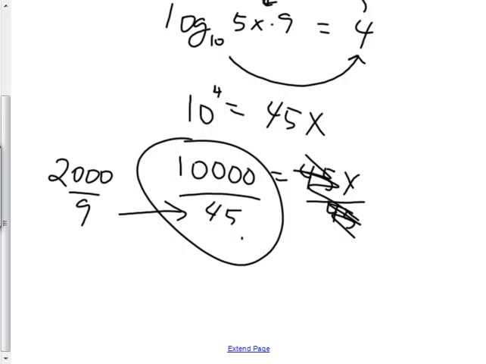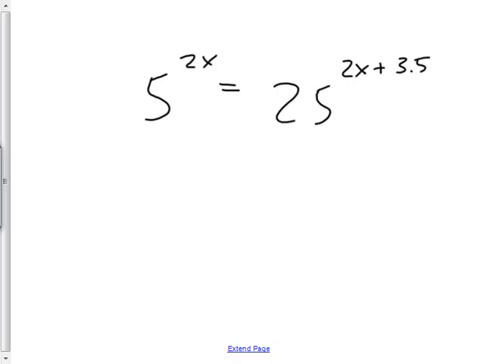All right, let's try another one. 5 to the 2x equals 25 to the 2x plus 3.5. There we go. Okay, on this one right away you should be thinking, if the 5 and the 25 were written with the same base, then this would work a lot better. So you replace that 25 there with what? 5 to the 2nd. That way now they both have the same base.